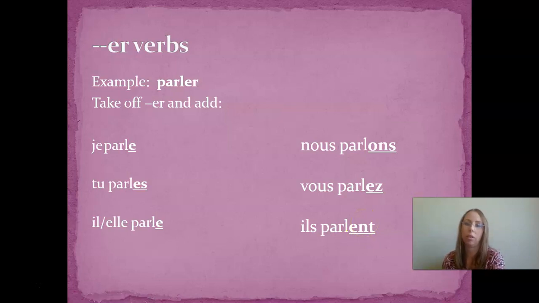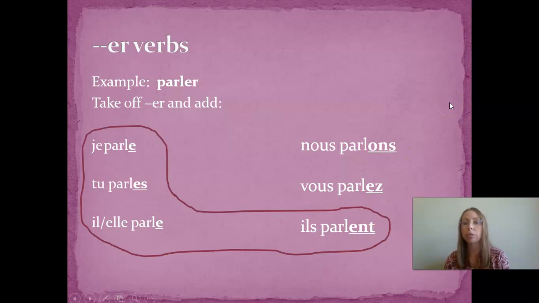Remember how many of these sound exactly the same? Last year in French 1, you might have drawn a boot around these four because they all have the same pronunciation. Parle. Je parle, tu parles, il parle, ils parlent. This is super important. Remember that every time there's an ENT at the end of a verb, it's always silent. So these all sound the same. Parle. Only two are different or outside the boot. Nous parlons, vous parlez. So you can do this with any other verb that ends with ER. Take off the ER and add these endings to that verb.